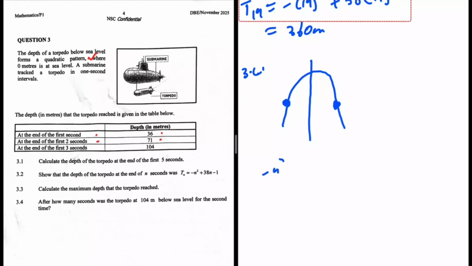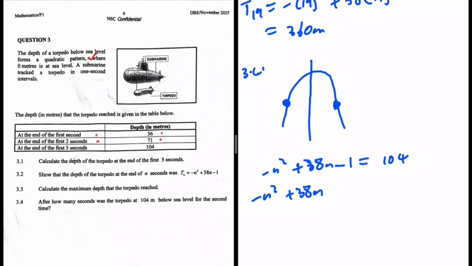So we are looking for minus n squared plus 38n minus 1 is equal to 104. We're looking for the values of n for which it was 104 meters below sea level. So minus n squared plus 38n minus 1 minus 104, minus 105, is equal to 0. So I'm just substituting in my calculator: 38 plus the square root of 38 squared minus 4, a is 1, c is minus 105, divided by 2 times minus 1.